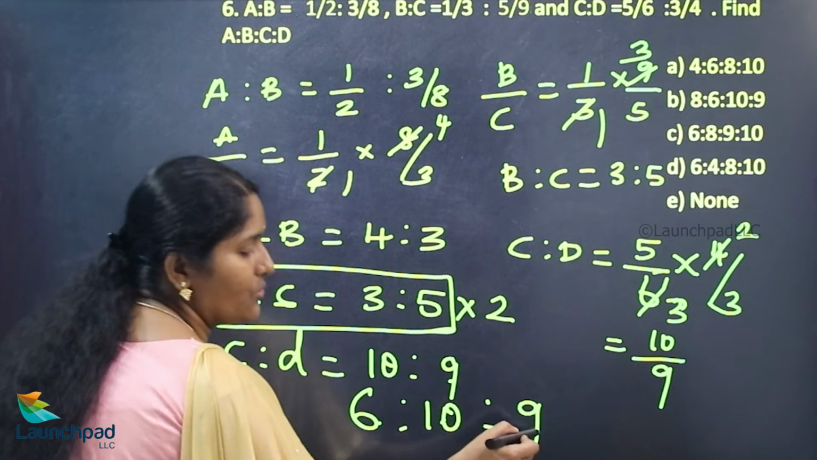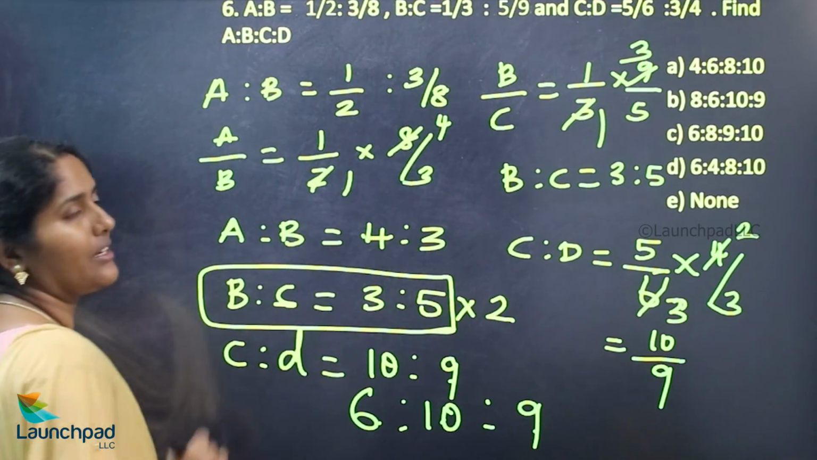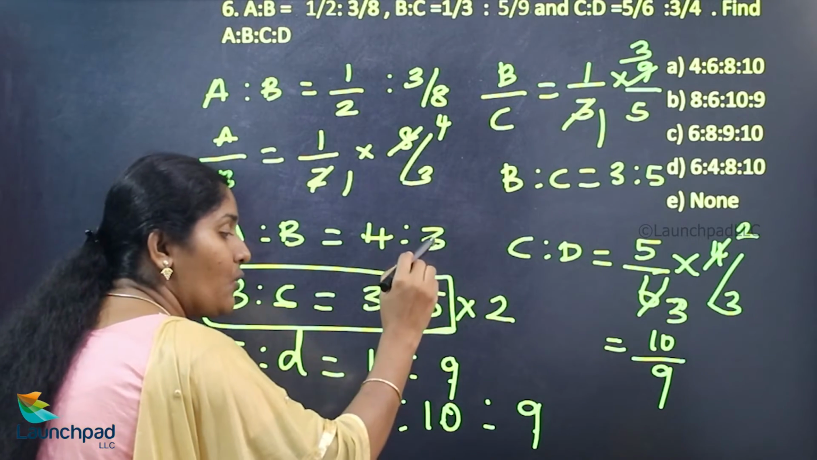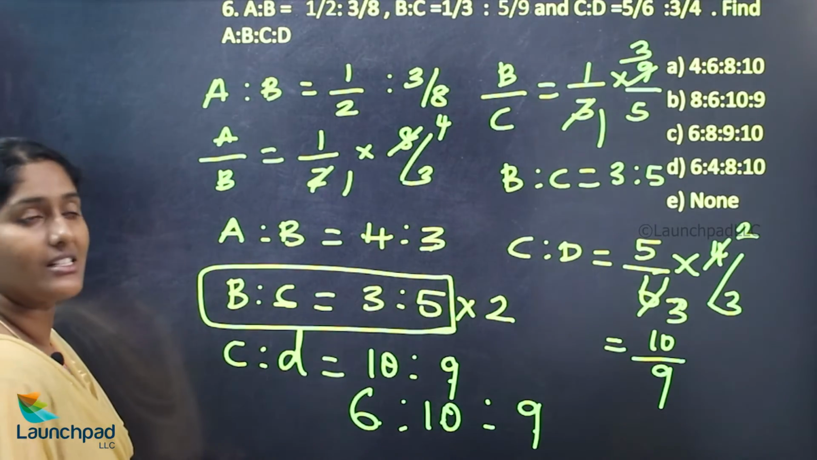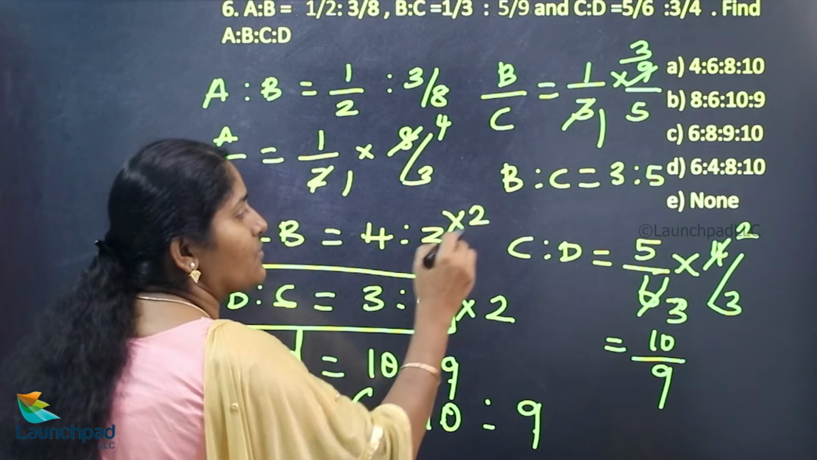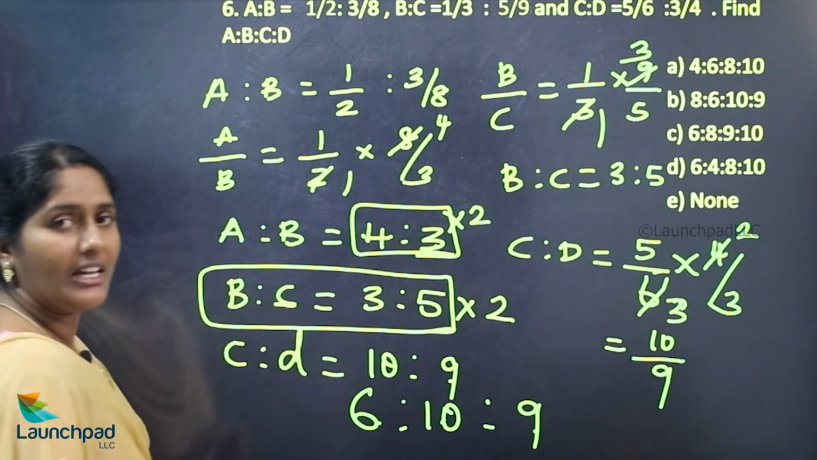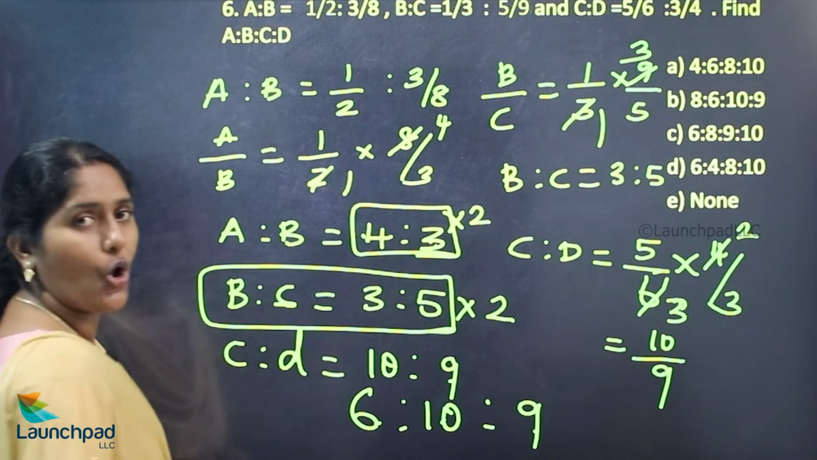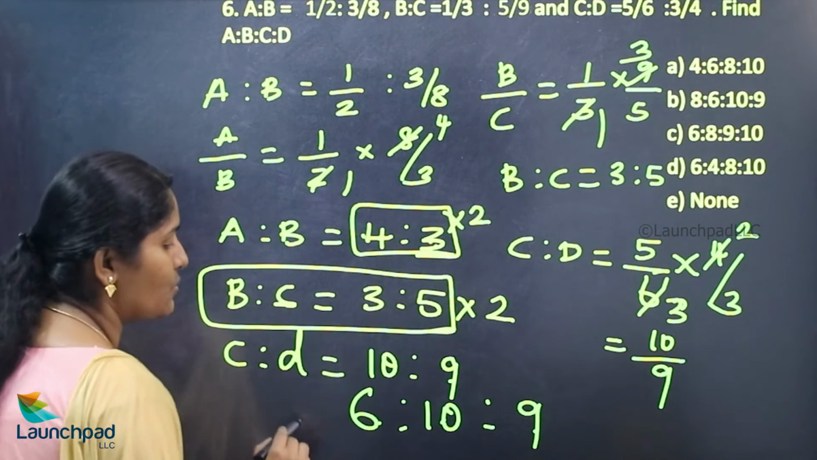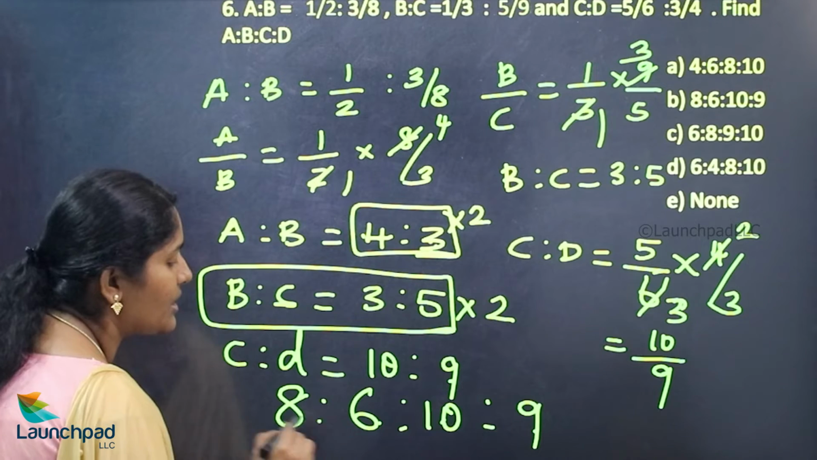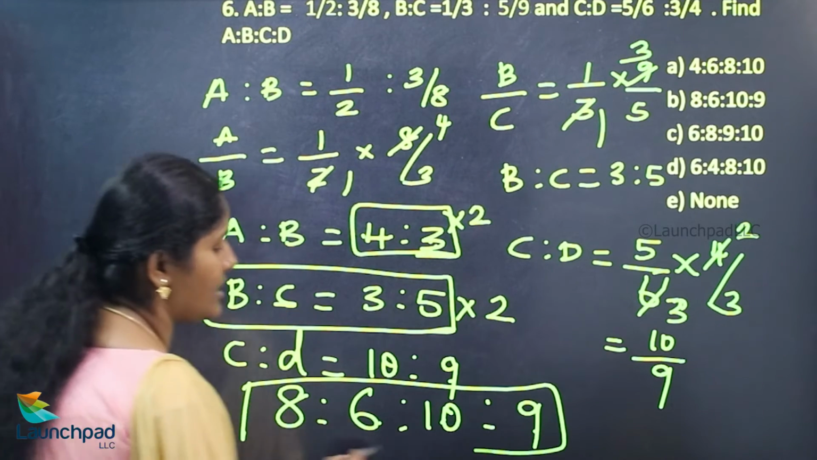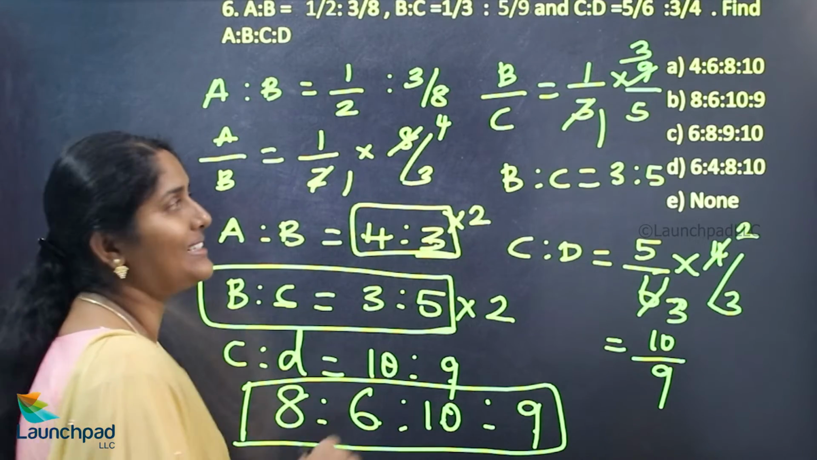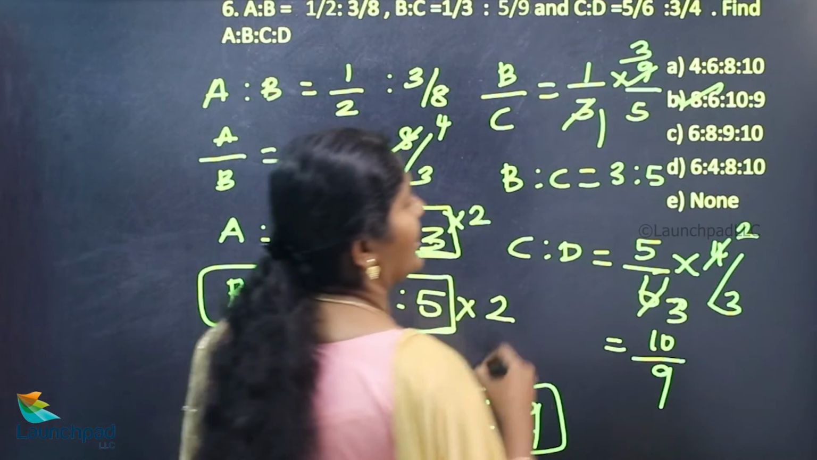B is to C is to D. What is your A term here? 4. And what is your B term here? 3. Now the 3 is to be changed into 6. So by multiplying this value by 2, the entire term will be multiplied by 2, the B term is common. Hence 4 2s are 8. What is your A term here? 8. 8 is to 6 is to 10 is to 9. This is your answer. So answer B is the correct answer.